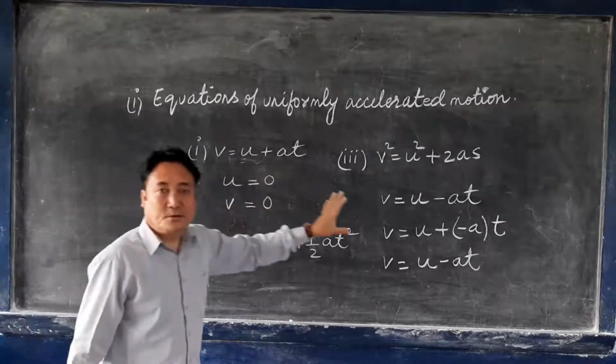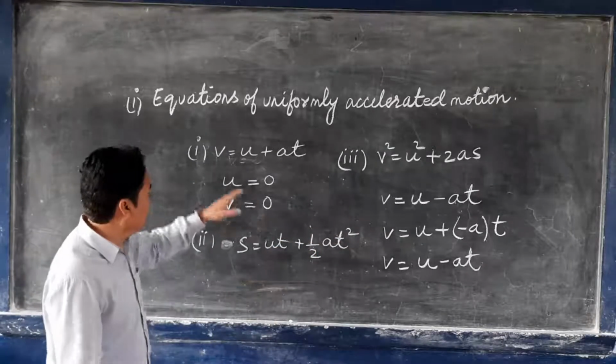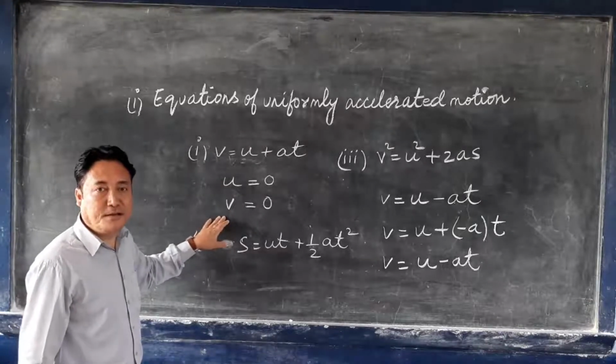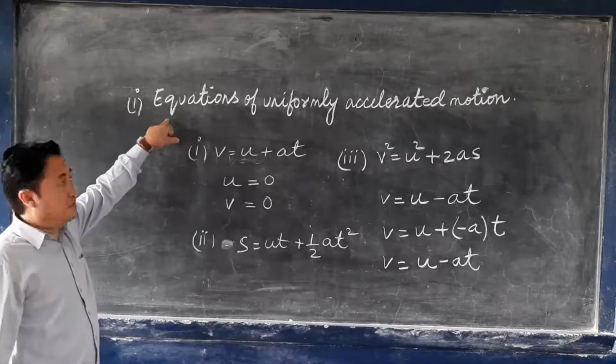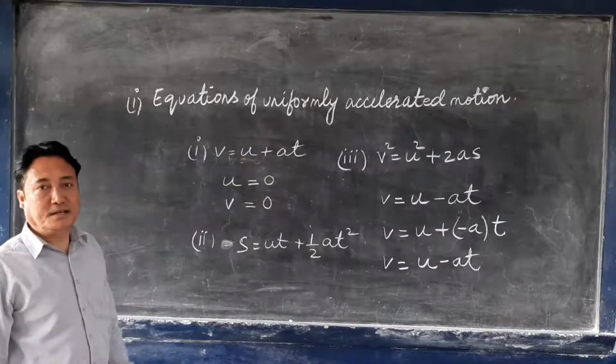So these three equations of motion we have to remember when we solve the numericals. And remember the cases when the value of u is 0 and when the value of v is 0. So these are the first term, the equations of uniformly accelerated motion.